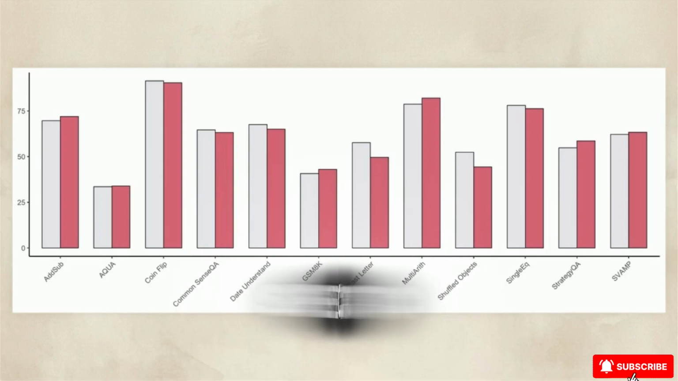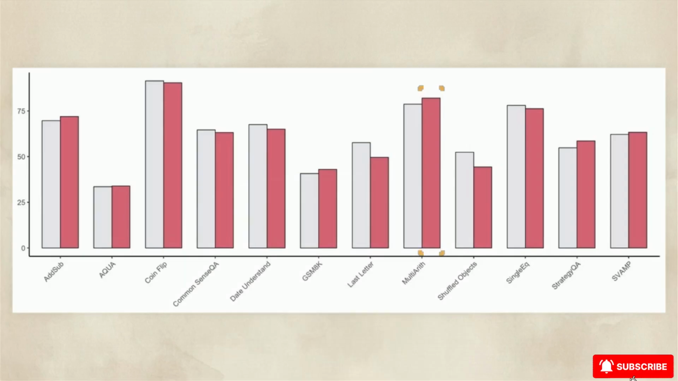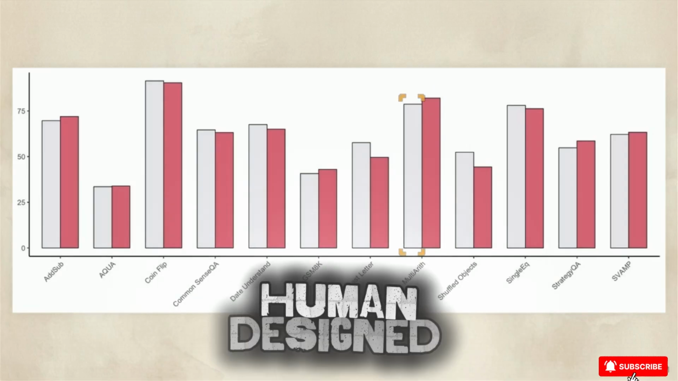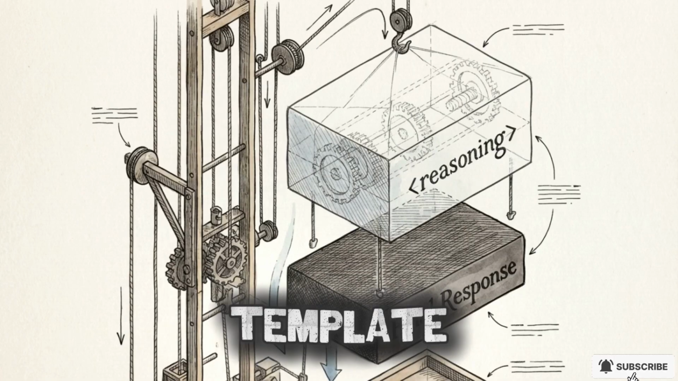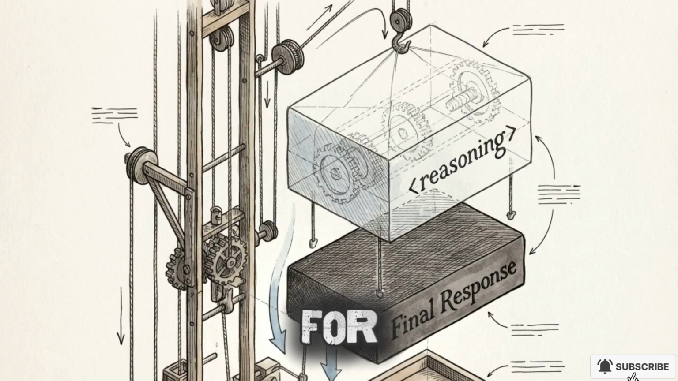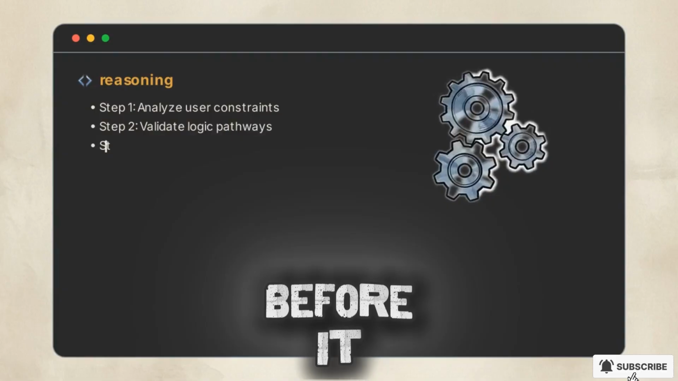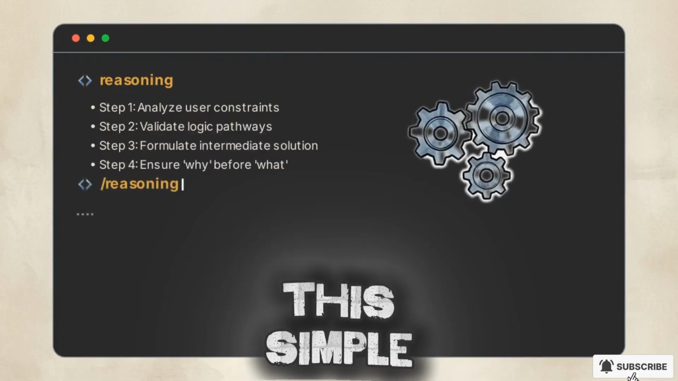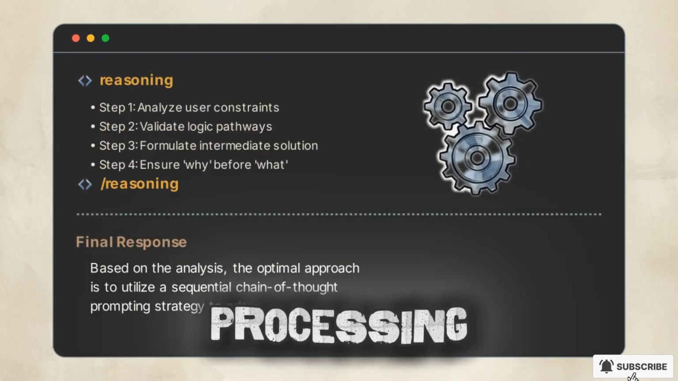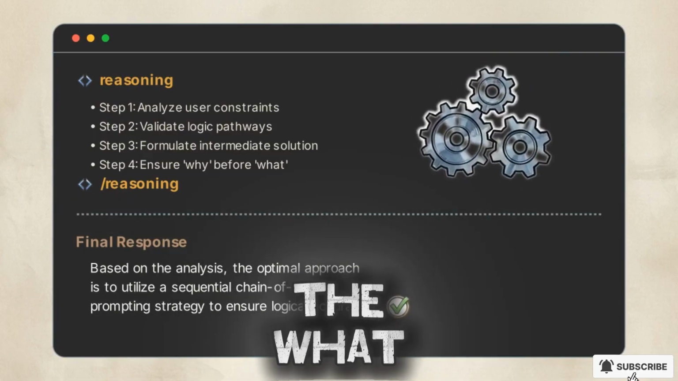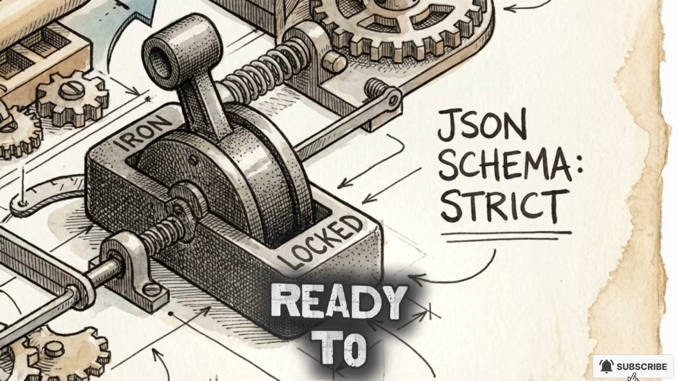This data shows that specific phrases, such as, "let's work this out in a step-by-step way," statistically outperform standard human-designed instructions for reasoning tasks. You can build this directly into your template by creating a dedicated space for reasoning. Instruct the AI to show its work in a bracketed block before it writes the final response. This simple step drastically reduces the frequency of logic failures because the model is processing the why before it gives you the what.